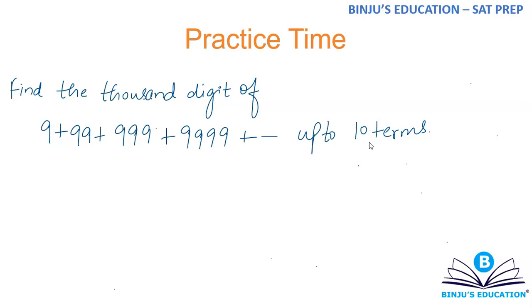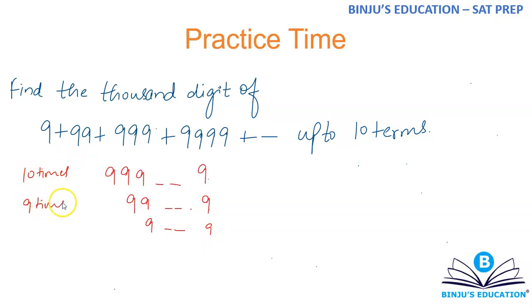All right, let's see what we can do with this one. If I add them up, it's going to look something like this. You're going to have 9 written 10 times, then 9 written 9 times, then 9 written 8 times, and so on and so forth. You're going to have the second last term as 99 and the last as 9.